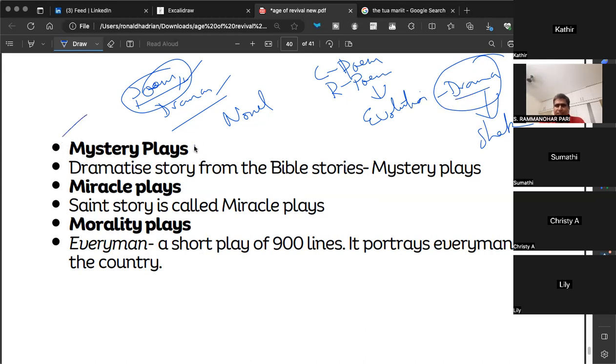So first we have the mystery plays. What they used to do is they used to dramatize stories from the Bible. So they were called the mystery plays. And miracle plays were saint stories about saints, Saint Paul, Saint Mary, and all that. They'll have these miracle plays. Then slowly we had morality plays, and one famous morality play, Everyman.